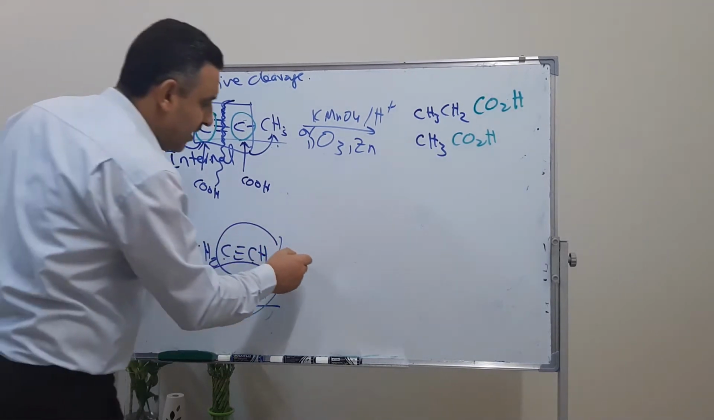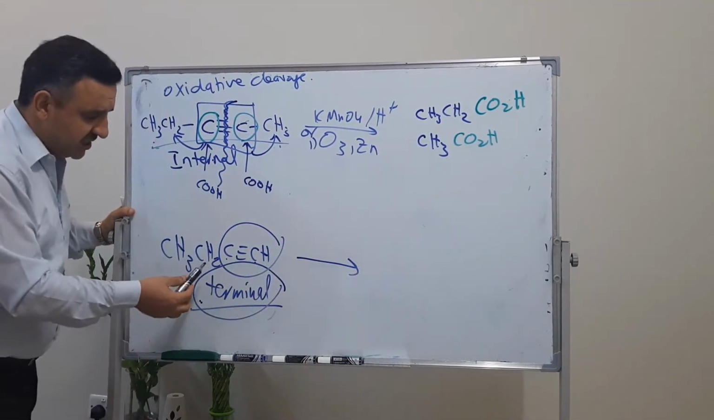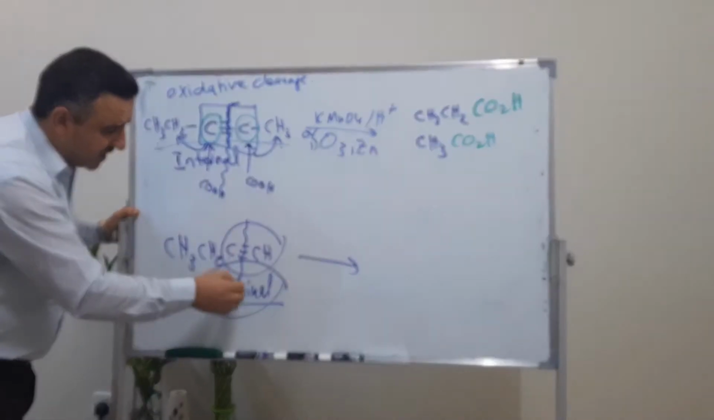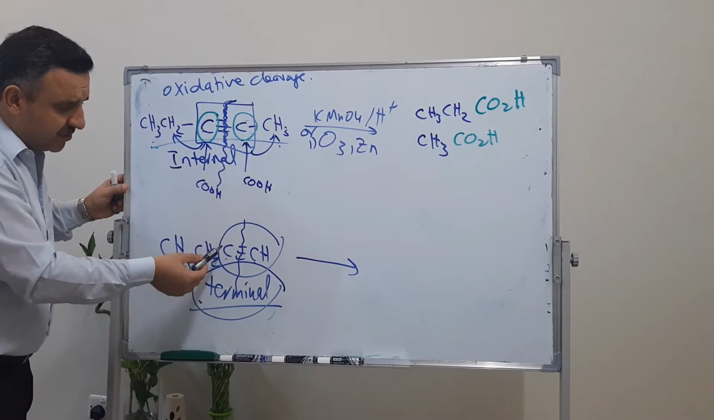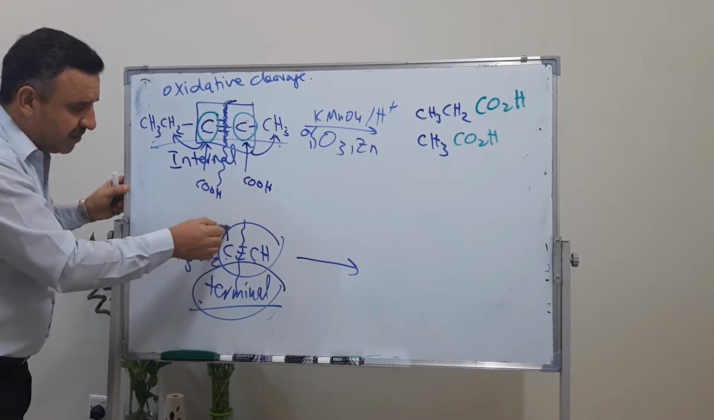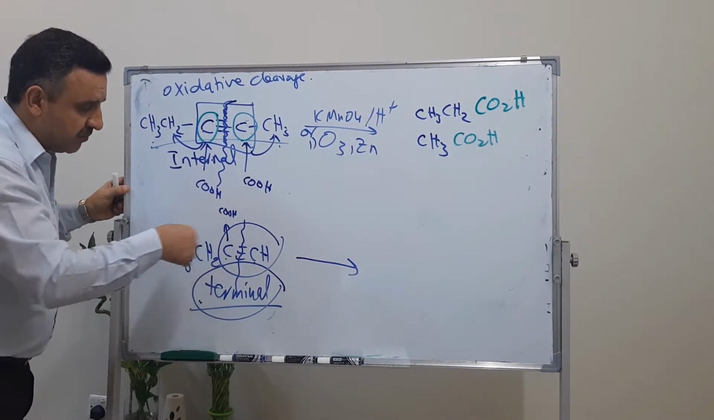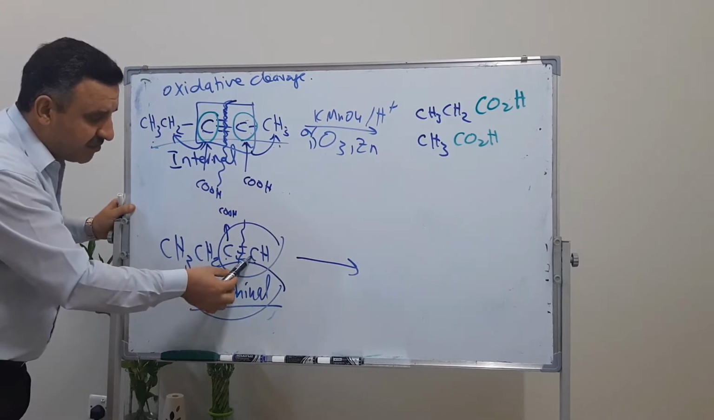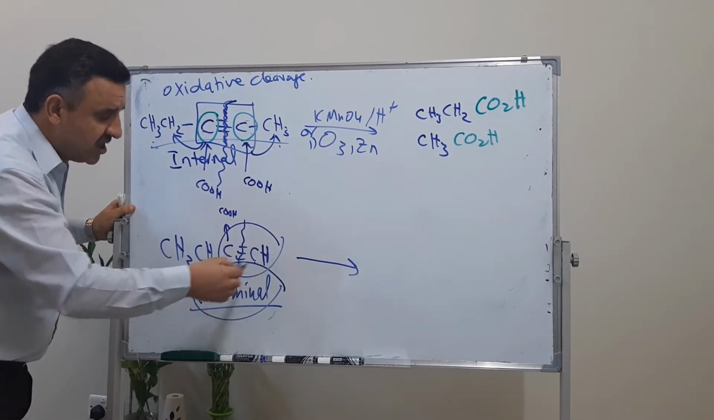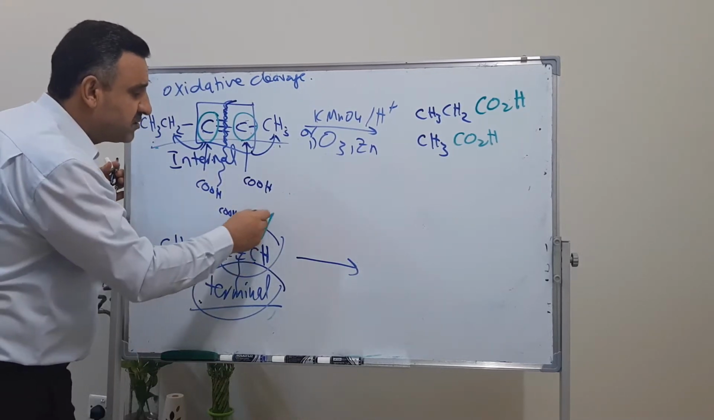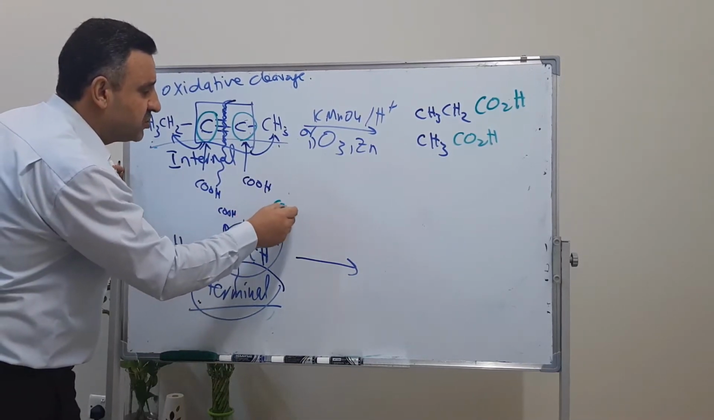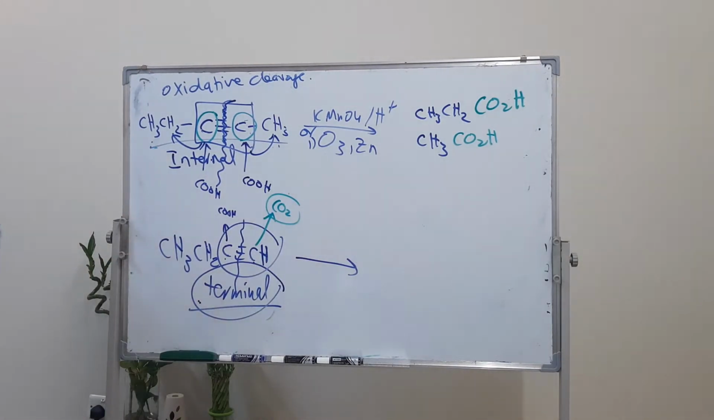For the terminal, the only difference you can see here is that this carbon is similar to this carbon or this carbon. So this carbon will become COH when it oxidizes. But this carbon, because it contains hydrogen, will be further oxidized. This will always be oxidized to CO2. This is always the case.